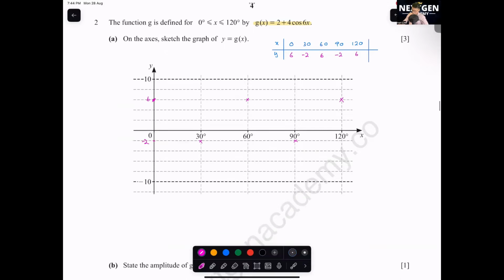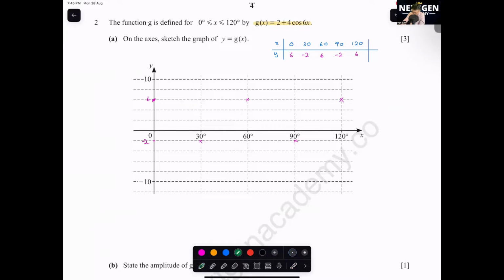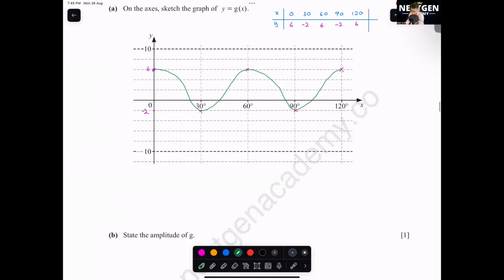What are the important points that we need? What is the shape of this? This is a cos graph, right? So we need to know what's the general shape of a cos graph first. Okay, U shape like that. So we need to follow like that. Don't go and draw a straight line. So it'll be like this. Okay, this is how we draw this graph.